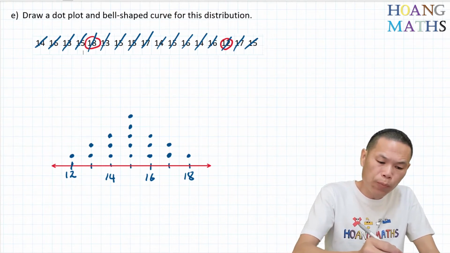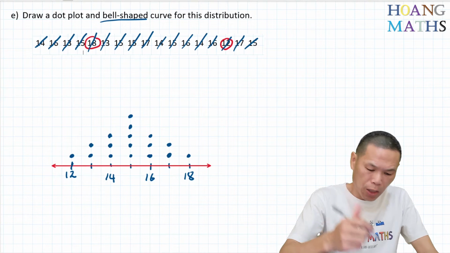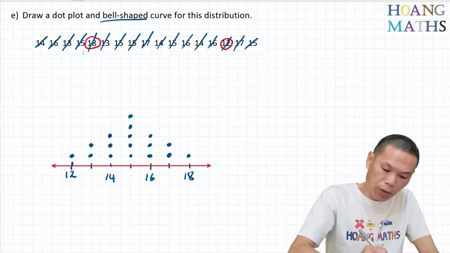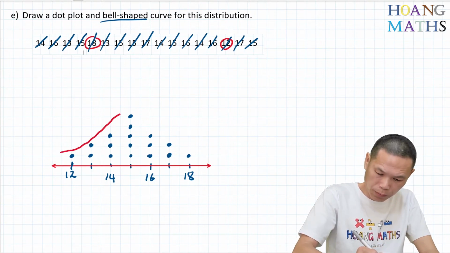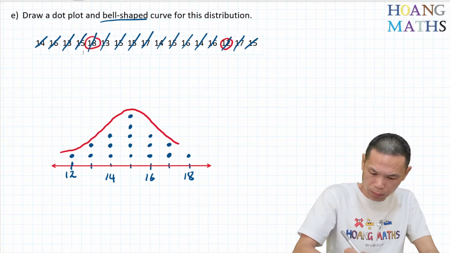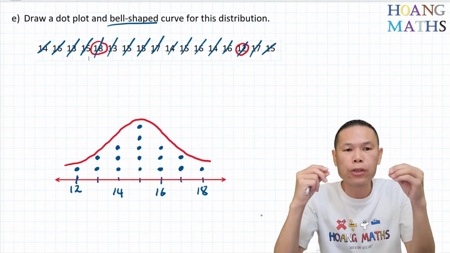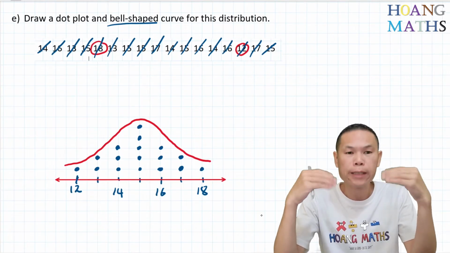So now we need to draw a bell shape. So just follow the top of the dots. There you go. So this is the bell shape for the set of data.